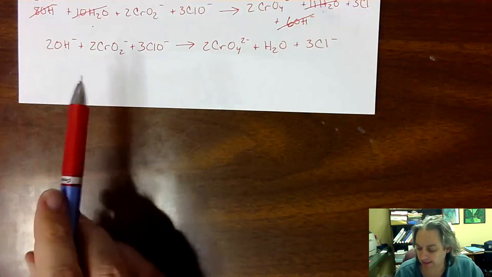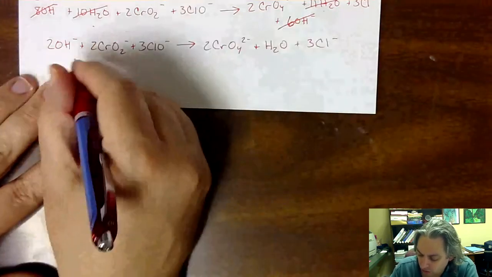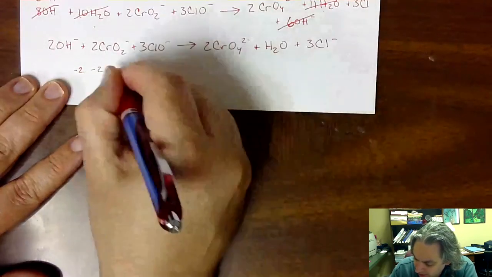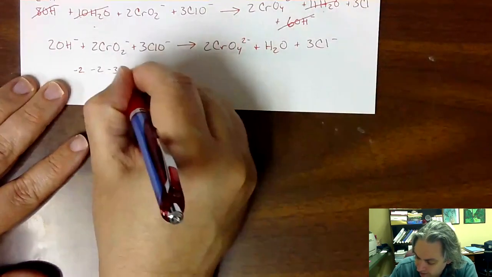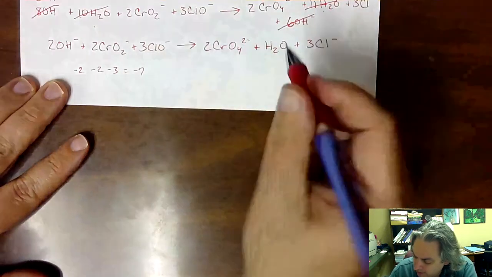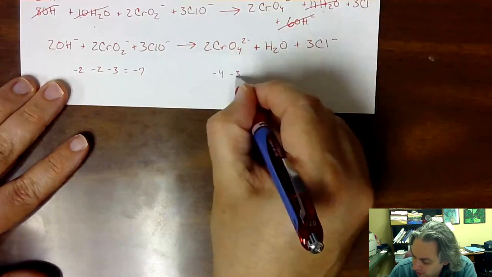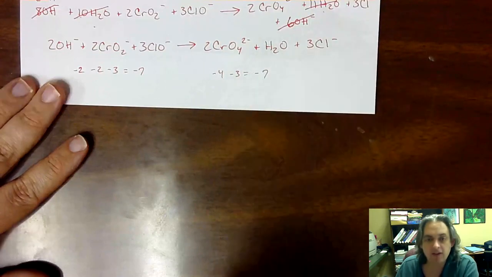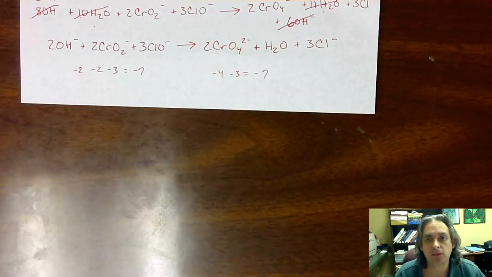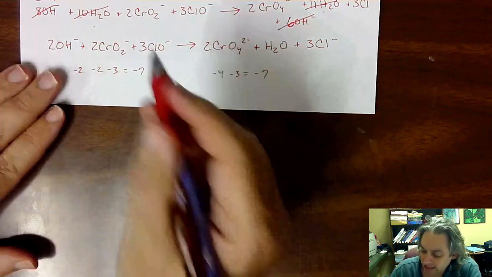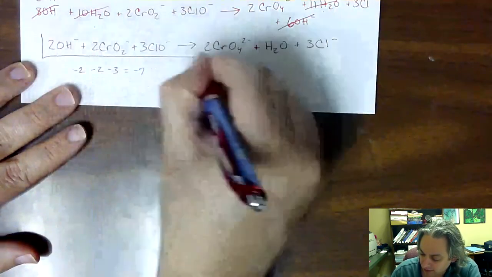What about charge balance? So minus 2 or minus 2, and then a minus 3, so that gives us a total of minus 7. Over here we have a minus 4, minus 3 gives us minus 7, so we are charge balanced as well. So the balanced reaction is this right here.